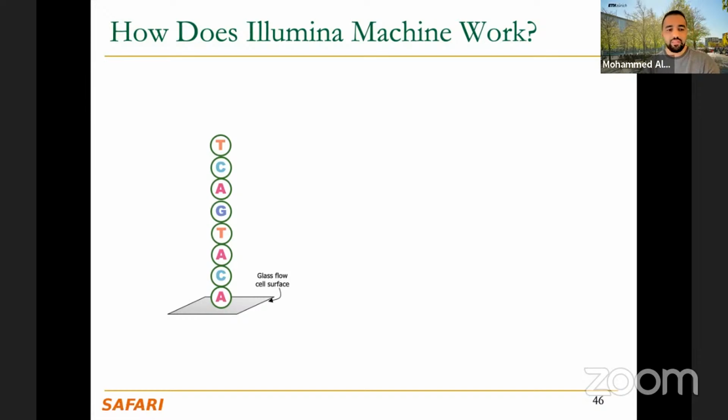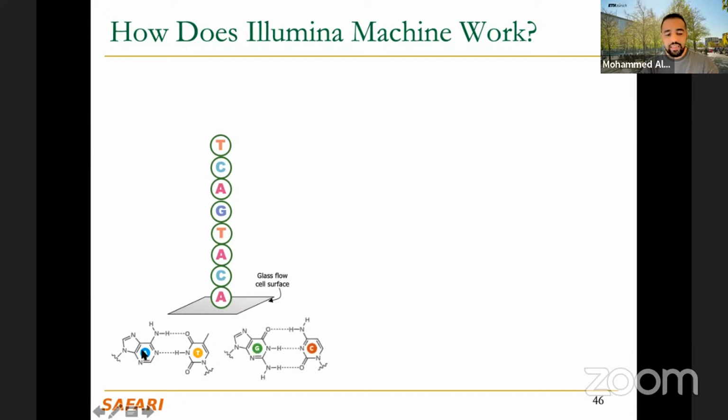How does the sequencing start? We know that A always binds with T. A is adenine, T is thymine, because they have 2 hydrogen bonds, so they always bind together. The same thing with guanine and cytosine. They have 3 hydrogen bonds, so they always bind together. And we leverage this information to do the sequencing.